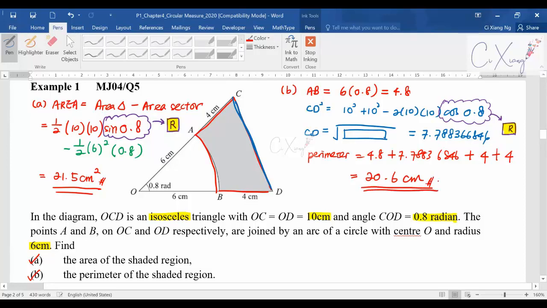Okay, so you can have a look that this question generally is not hard because it's quite straightforward. It asks you to just find out the area of the shaded region and also the perimeter. But of course, you need to learn how to use the length of the arc and also how to use the sector area formula. And also, here we apply the cosine rule. So I hope that you roughly have the idea how to do this. It is not hard, right? Okay, so next, let's continue with example 2.